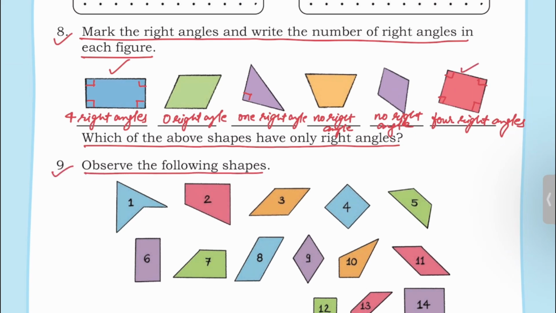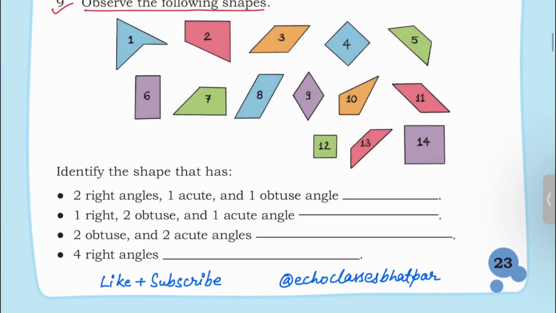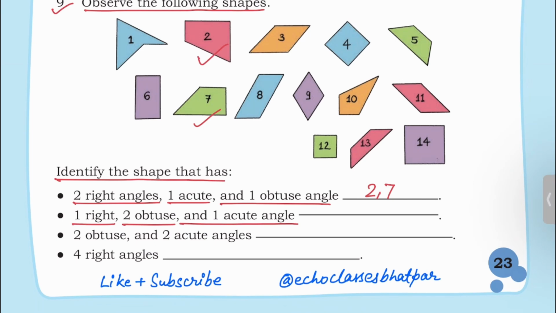9. Observe the following shapes. Identify the shape that has 2 right angles, 1 acute and 1 obtuse angle. The shape 2 and 7 has 2 right angles, 1 acute angle and 1 obtuse angle. 1 right, 2 obtuse and 1 acute angle. The shape 10 has 1 right, 2 obtuse and 1 acute angle.